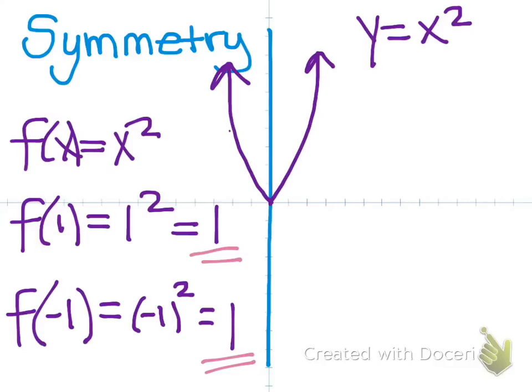So if I plugged in 2, I would get out 4. If I plugged in negative 2, I would get out 4, which means that our quadratic function y equals x squared is an even function.